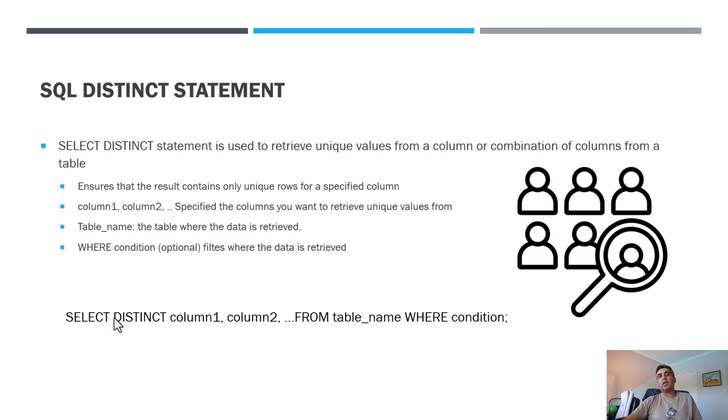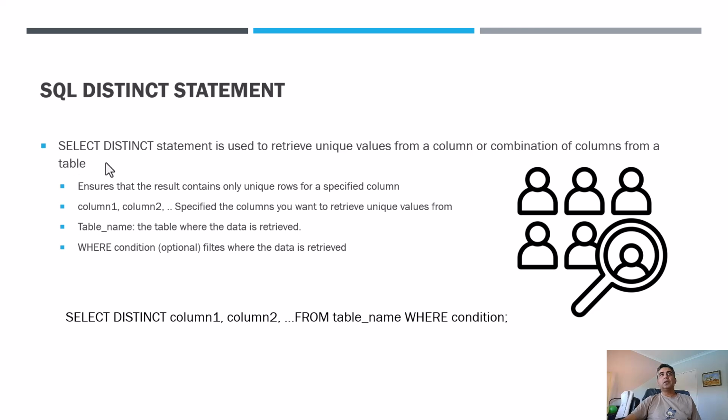So everything that's in caps is part of the syntax, and everything in lowercase is part of the data. So column 1 is a column in table name, column 2, and then obviously you can have a condition. Now where is an optional clause, you don't need where.